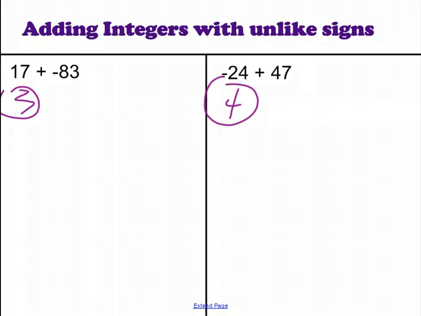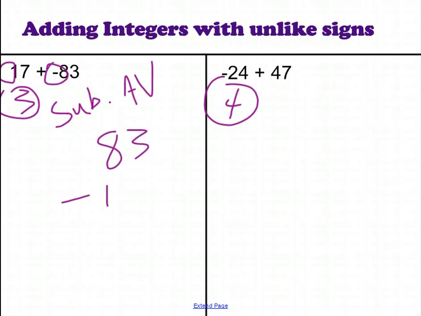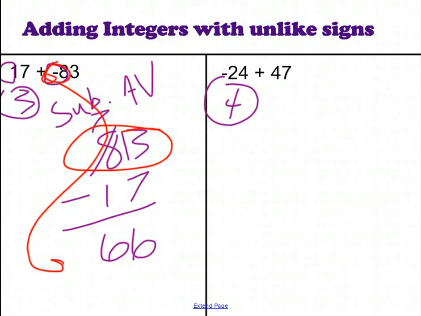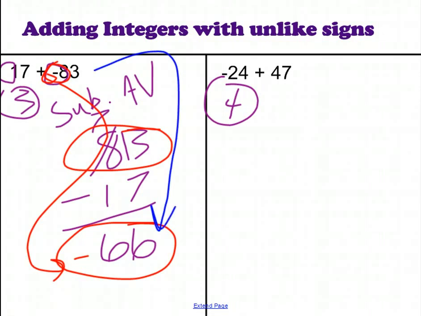Well, if we look at 17 plus negative 83, number 3, we can see that our two integers have the opposite signs. That means what we're going to do, because one is positive and one is negative, is we are going to subtract the absolute values. The absolute values are 83 minus 17, and that, once we do some borrowing here, gives us 66 as an answer. Now, we're going to look at what the larger absolute value is, which is 83. 83's sign is negative, so our overall sign is going to be negative. 17 plus negative 83 is negative 66.